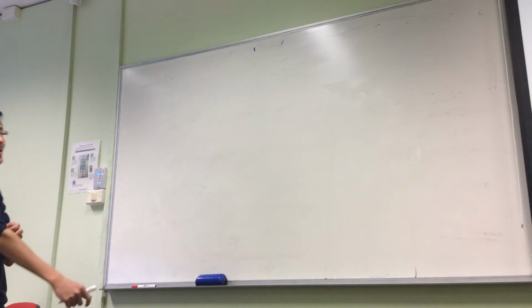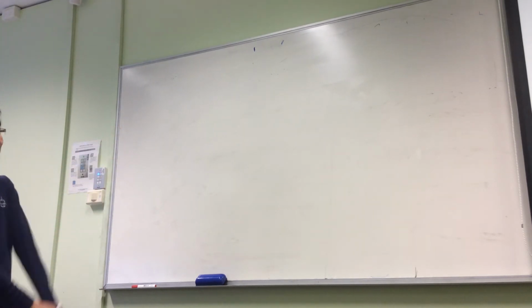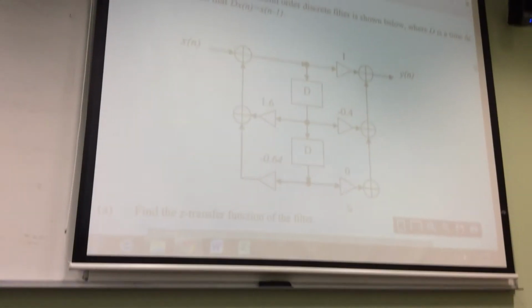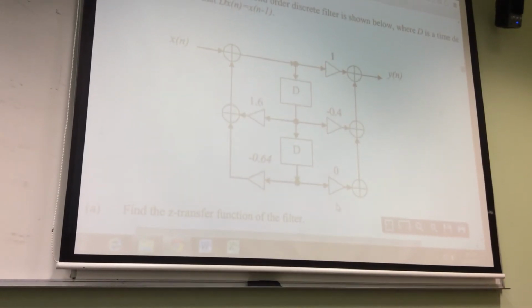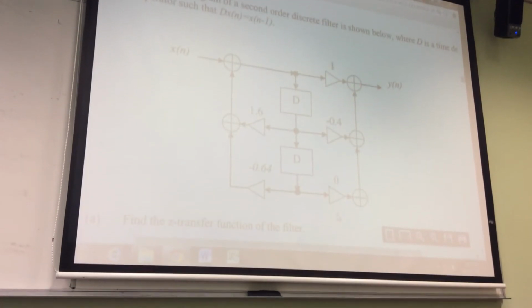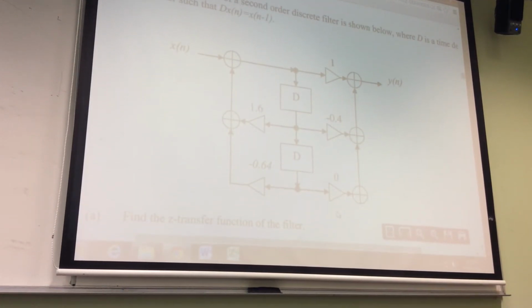Let's say you got this example. Direct form true realization. Can we get a difference equation out of this? Yes, we can get the difference equation. So what is the difference equation here? Same as what we did.